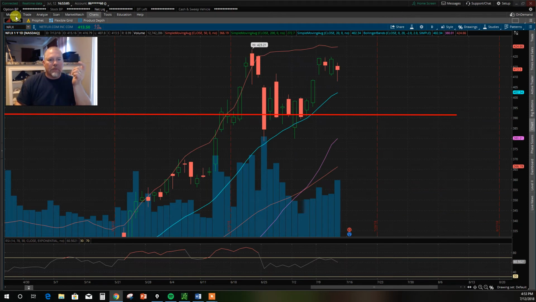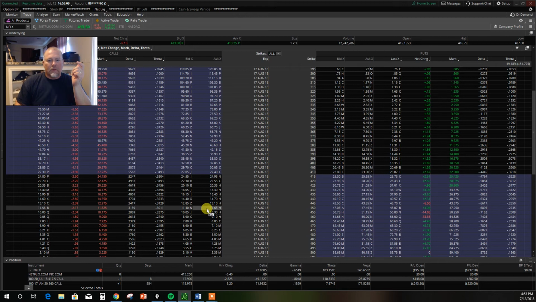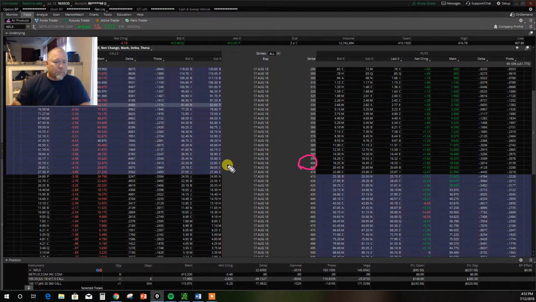let's look at the trade tab here. So this is a front month here. This is next month, 17 August. And if you wanted to use an example here, you wanted to say I wanted to get long the, I don't know, let's call it the 400. I want to use the 400 strike to get long. I'm not recommending that. I would not do that, but I would be long. I would just be long in a different manner.